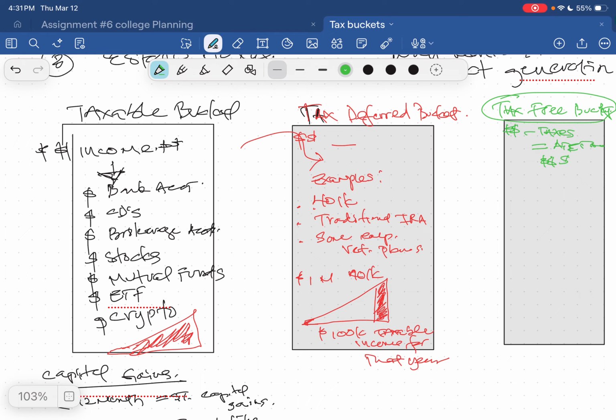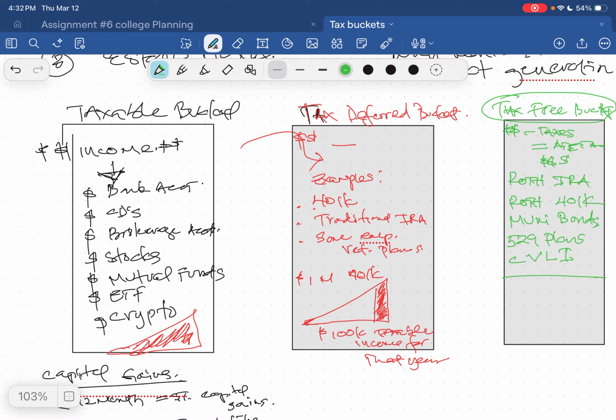For example, Roth IRA, Roth 401k, muni bonds, 529 plan, college plans, and cash value life insurance. In this bucket, the money goes in after taxes, as we indicated above, but the growth and withdrawals can potentially happen tax-free.